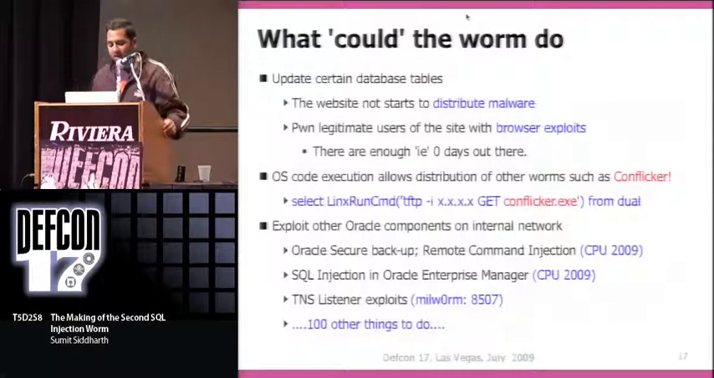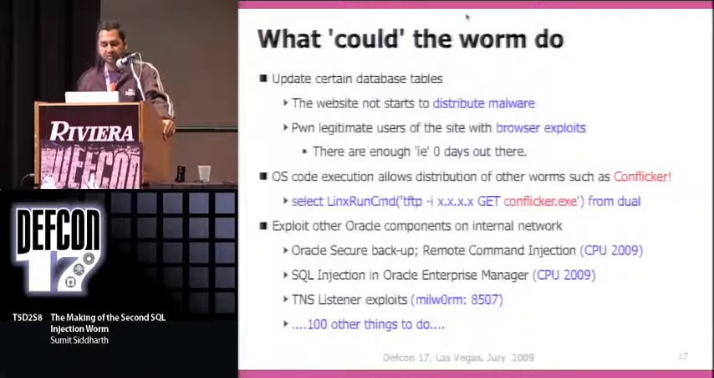So yeah, exactly. What could the worm do from here? We've already seen that we could execute OS code on the server. We could do something like what the MS SQL worm did, do an update and then hack the end users. Again, if you can execute code, then maybe you could do something like a TFTP get and infect the internal network. There could be something which could hack only Oracle, specifically Oracle. There are quite a few things out there which are begging to get hacked, actually.